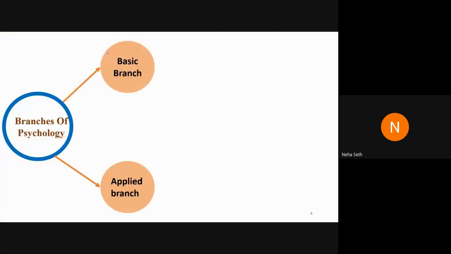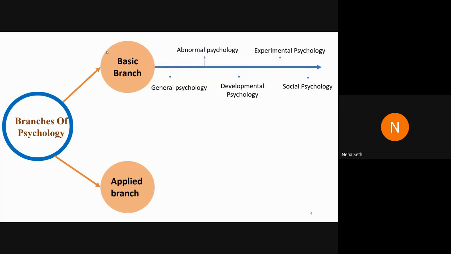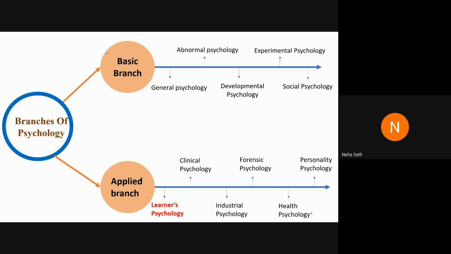Now, there are different branches of psychology, majorly categorized into two: the basic branch and the applied branch. The basic branch is further classified into different types of psychology like general psychology, abnormal psychology, experimental, developmental, and social psychology. Applied psychology includes personality psychology, health psychology, forensic psychology, industrial psychology, clinical psychology, and learner's psychology.